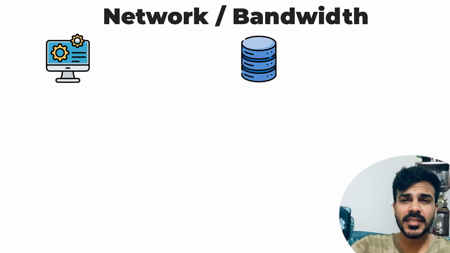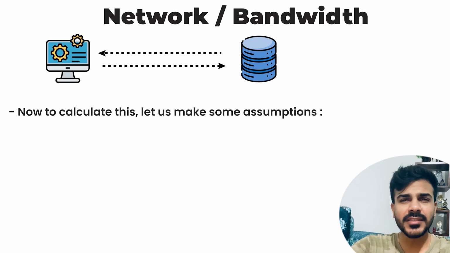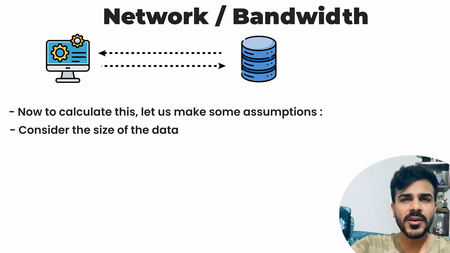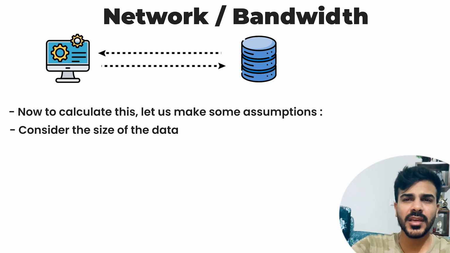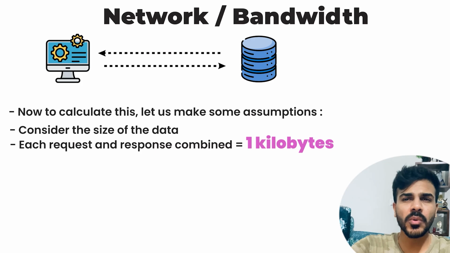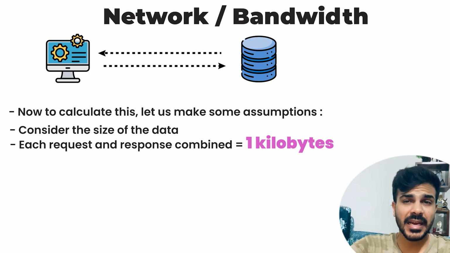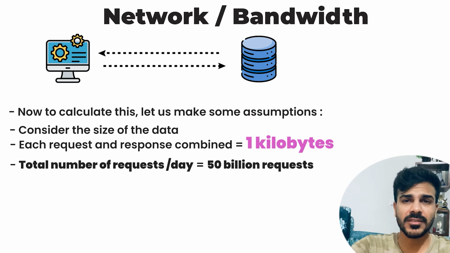Now, the network bandwidth estimation tells us how much data is flowing in and out of our system per second. To calculate this, let us make some assumptions. Firstly, we would need to consider the size of the data that is transferred with each request and response. Let's assume that on average, each request and response combined have a size of around 1 kilobyte. Also, we previously have seen that the total number of requests per day is 50 billion.